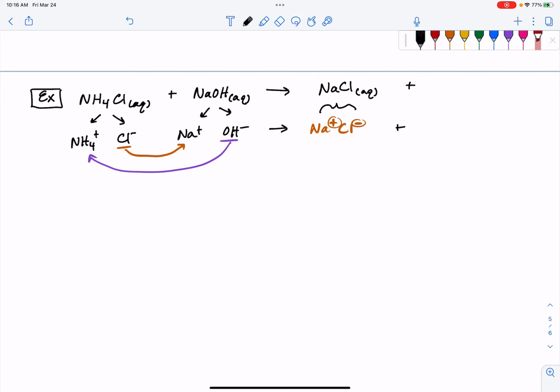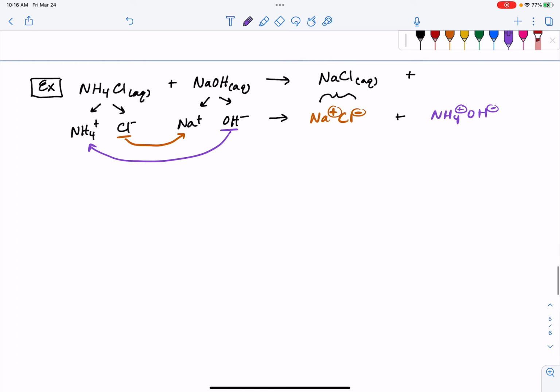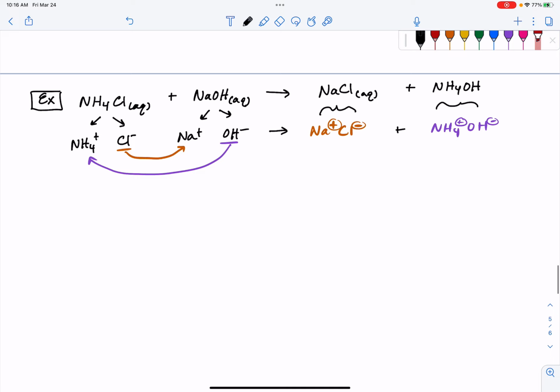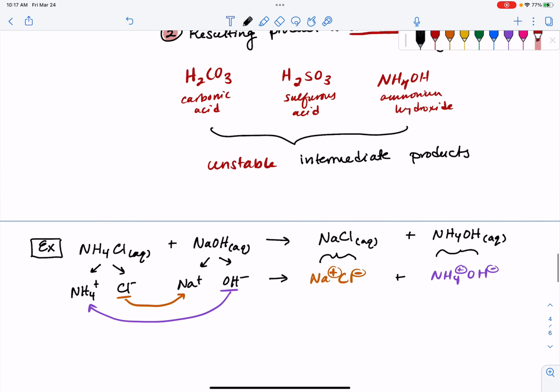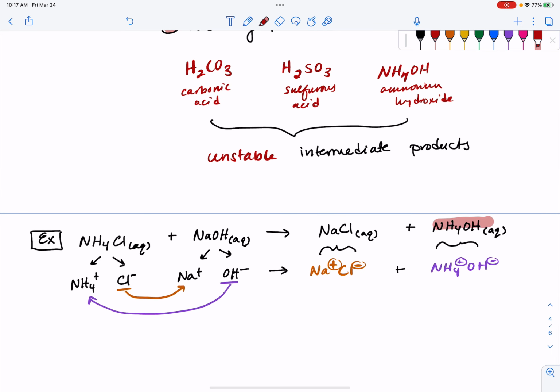And then I now have my ammonium ion coming together with hydroxide. Since we have an ammonium with +1 and a hydroxide with a -1 charge, we need these to come together in a 1-to-1 proportion. So this makes ammonium hydroxide, and all ammonium compounds are soluble. And what we have formed here is one of our unstable intermediates.